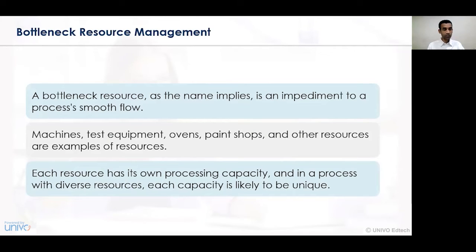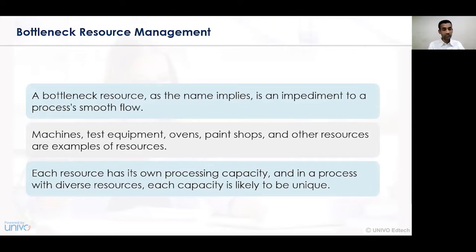Now let us understand what we mean by bottleneck resource management. A bottleneck resource, as the name signifies, is an impediment to a process, to the smooth flow of activity. In a business organization, when various activities are undertaken, there is a sequence of activities which are conducted one after another.